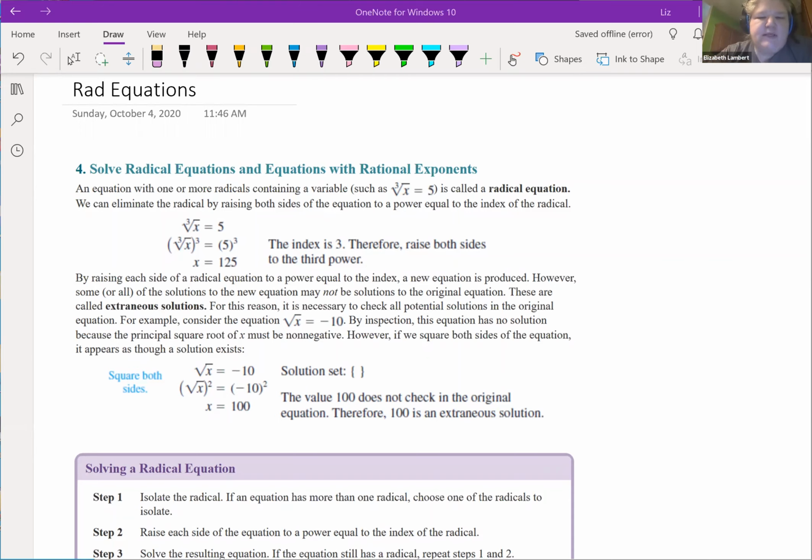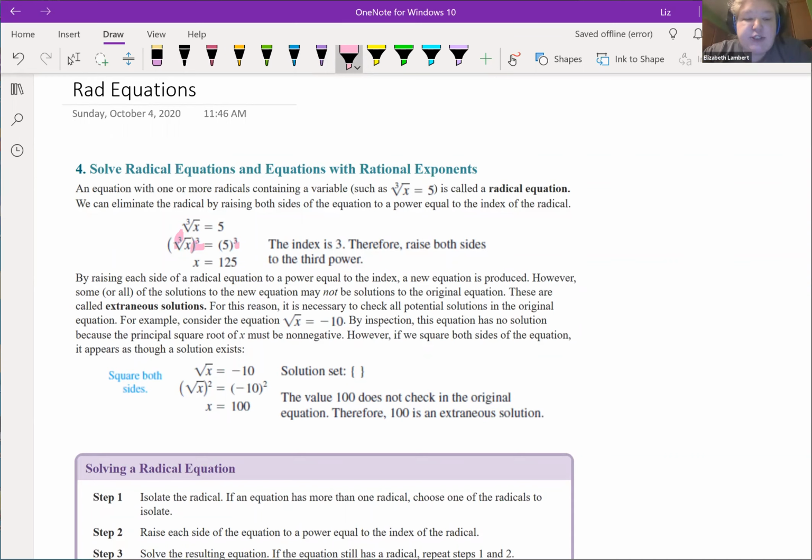All right, so for a radical equation, anything that has a radical, it doesn't matter what the index is, is a radical equation. And the way we eliminate the radical is by raising both sides to the power that matches the radical. So like here, it's a 3. There we go. And so both sides got raised to the third power.